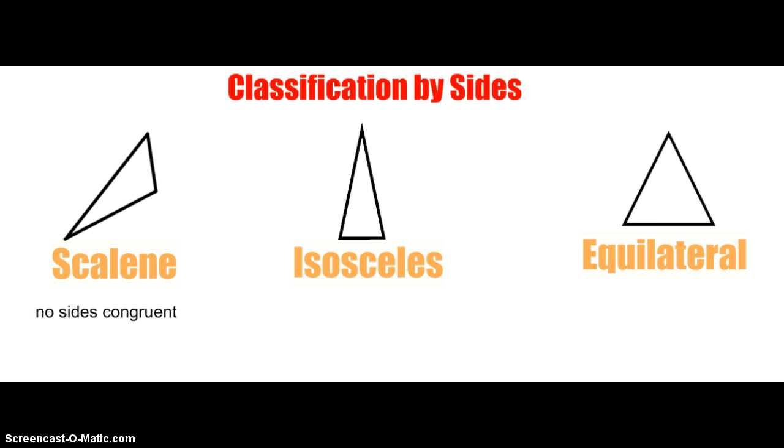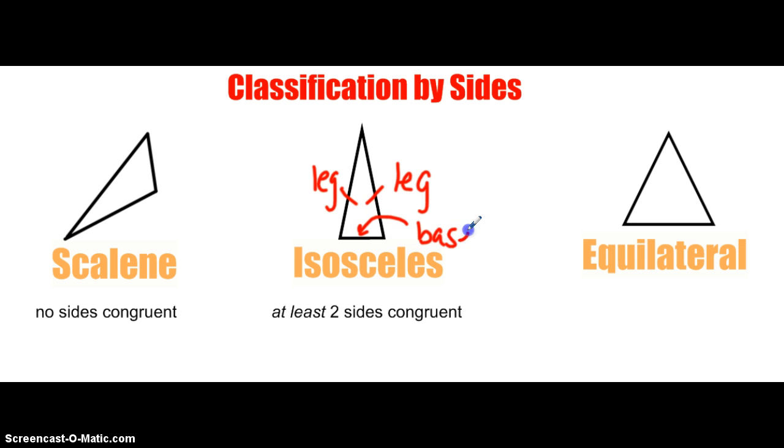The scalene triangle is a triangle with no congruent sides. An isosceles triangle is a triangle that has at least two congruent sides. So if I'm told the triangle is isosceles, I can mark my two congruent sides. The congruent sides are called the legs. The non-congruent side is called the base.